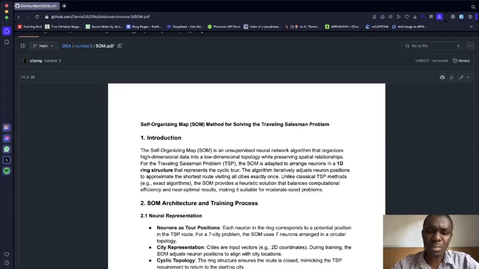All right, so basically a self-organizing map is an unsupervised neural network. It organizes the high-dimensional data into a low dimensional topography while preserving spatial relationships. So for this case of the traveling salesman problem, the SOM is adapted to arrange the neurons, which are the specific cities taken in as the input, and it represents them as a cyclic tour. It iteratively adjusts the neuron positions to approximate the shortest route where all cities are only traveled to once.